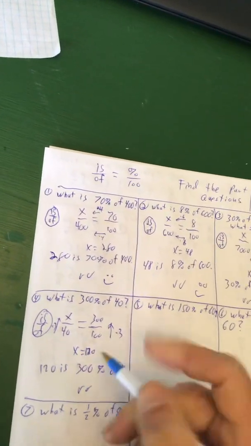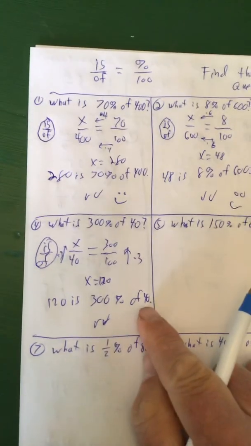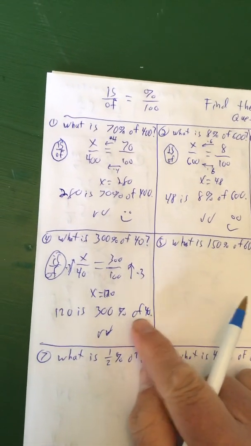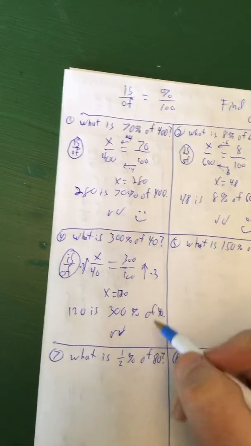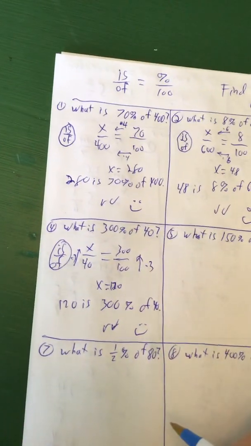Here's my double check. 100% of 40 is 40. 300% would be times 3. I'm right, and I know I'm right.